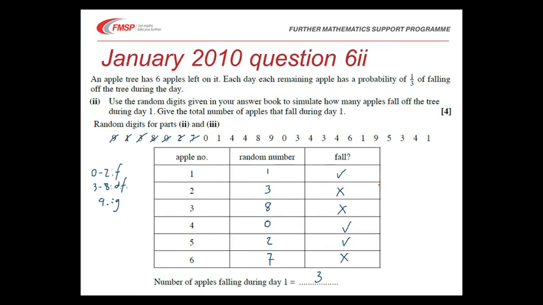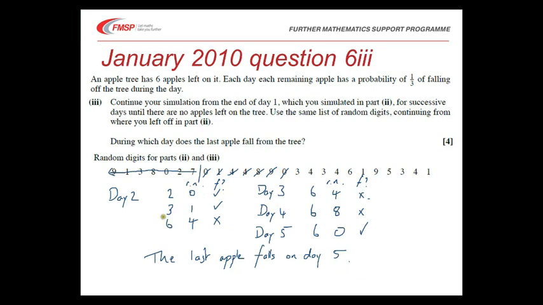Over onto this for 4 marks then. There's a method mark for a suitable attempt at using the random numbers. There's then 2 accuracy marks where you lose 1 for each error. So if there's just 1 error, you'd get a 1 here. If you get everything right, you get both the accuracy marks, and then a final mark for this 3. Same here, a method mark for attempting it correctly, 2 accuracy marks for continuing and getting everything right. You would lose 1 if you just had 1 error here, and then a correct mark for saying the last apple falls on day 5.